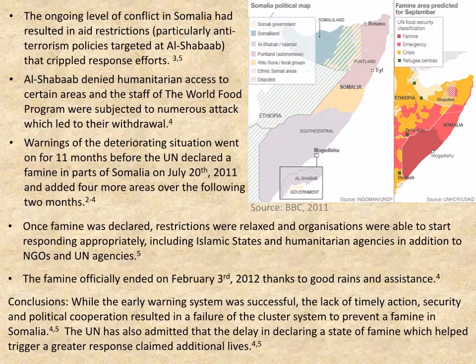So one of the things that I found particularly interesting was that I was actually living in Uganda when this happened, which is not too far at all from Somalia. And we didn't hear anything on the news. We had absolutely no idea that it was going on.